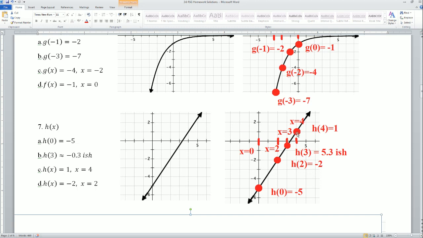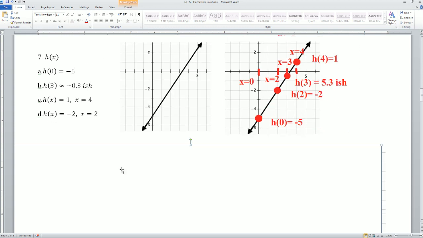When is your output equal to -2? -2 is right here, and that is when you have your input of x equals 2.